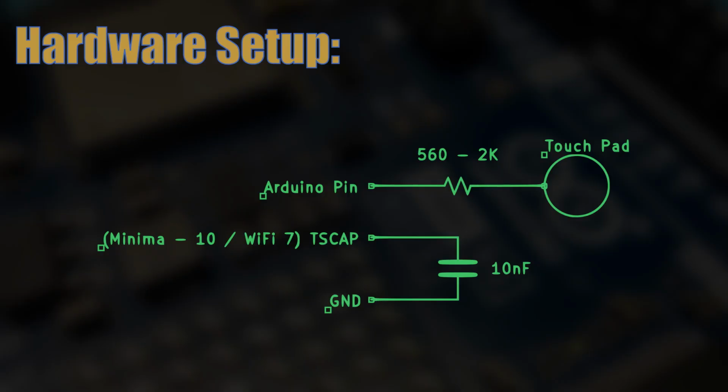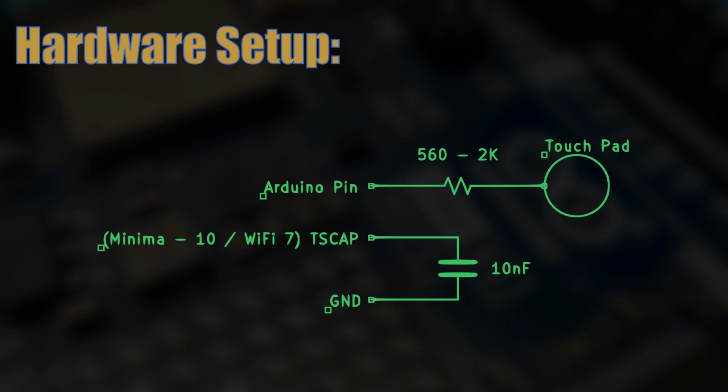You'll need one capacitor, and then you'll also need one resistor for each sensor pad. The capacitor goes between the TS cap pin and ground. That's pin 10 on a Minima and pin 7 on a Wi-Fi. The Renesas application recommends 10 nanofarads. Anything close to that's going to work.